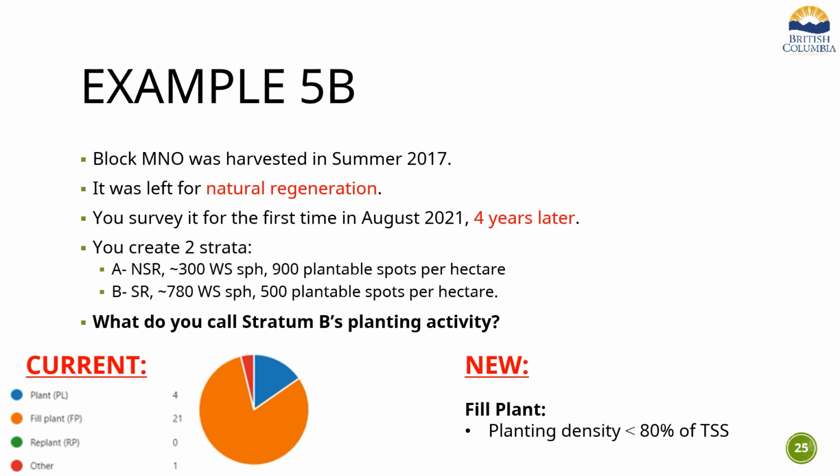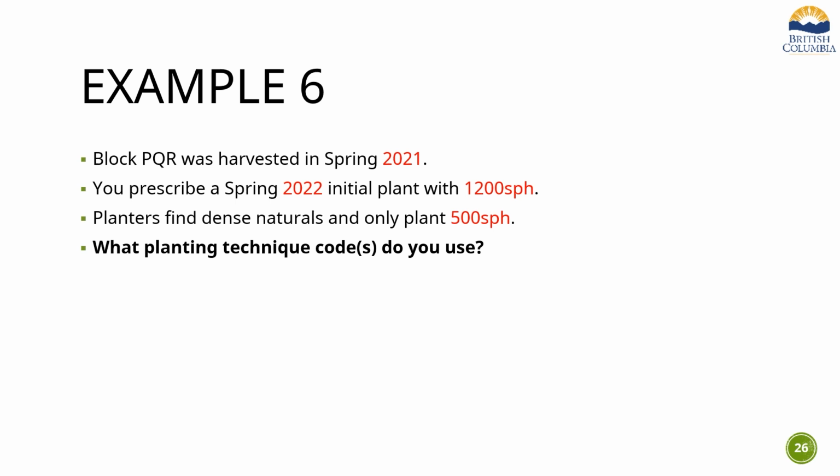Okay, our final example. You prescribe this block for 1,200 stems per hectare, but when the planters get there, they find dense naturals and they only manage to squeeze in 500 stems per hectare based on your planting specs. So, what should you call this plant?